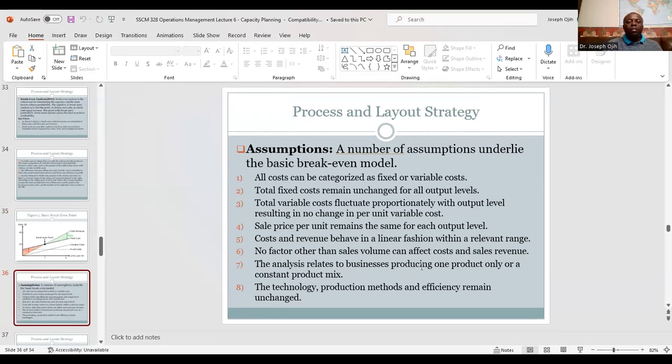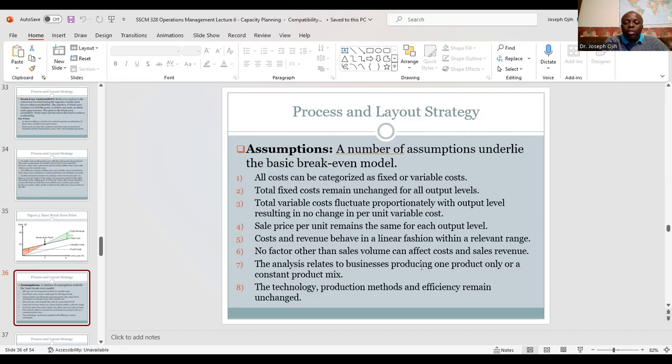One, all costs are categorized as fixed or variable costs. Two, the total fixed costs remain unchanged for all output levels. Then, total variable costs fluctuate proportionately with output level, resulting in no change in the unit variable cost. Now remember, all we do is estimate. At least that estimate will give us an idea of where our break-even point lies.